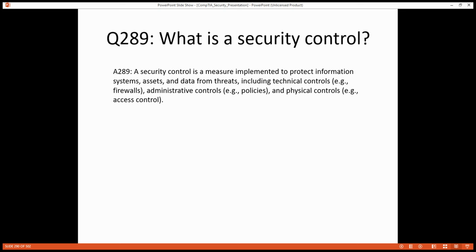Q289. What is a security control? A289. A security control is a measure implemented to protect information systems, assets, and data from threats, including technical controls, e.g., firewalls, administrative controls, e.g., policies, and physical controls, e.g., access control.